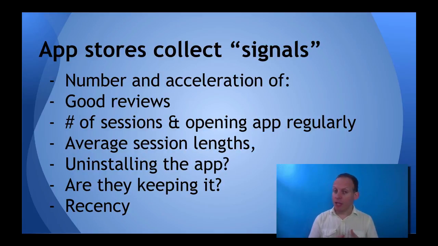And then they also gauge how often people are opening your app. When they're opening your app, are the session lengths shorter or longer than your competitors? Are people keeping the app, or are they uninstalling the app? And these are metrics that aren't in a vacuum. They compare that to all the competitors in your keyword searches, and they are able to determine, hey, for a certain search, this app gets really good engagement, so we should rank it higher.